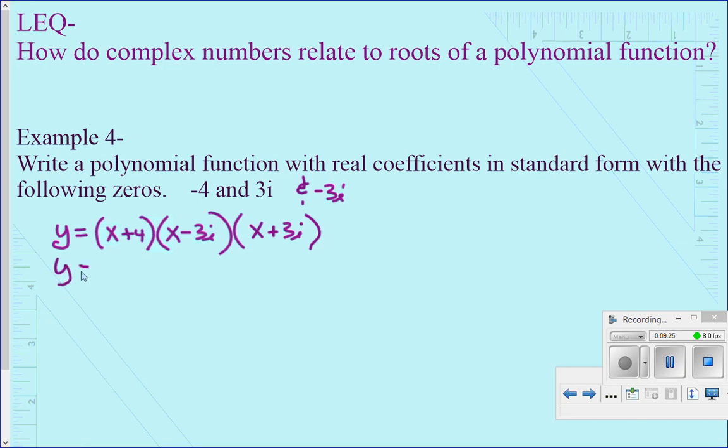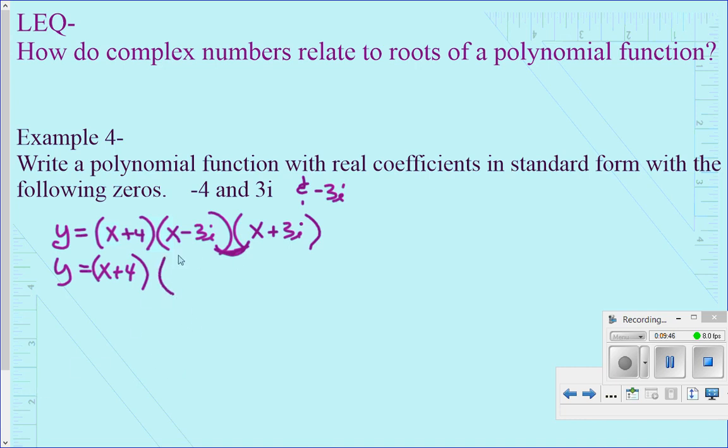So now I'm going to multiply. And when I multiply this out, because I have to put it in standard form, I'm going to be smart about it, and I'm going to do the 2 that involve complex numbers first. And hopefully you remember why that is. That's because we have numbers that are going to cancel each other out. The outer 3ix and the inner -3ix are going to cancel out.